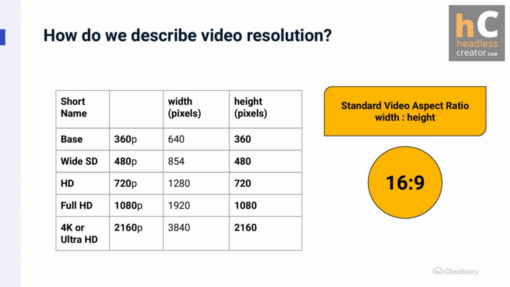So here, all of these video types, the short names, so base, wide, standard definition, high definition, full high definition, 4K, they all come with a certain height. But if you look at them, you will see that they all have the same aspect ratio, 16:9. So with aspect ratio, it's a proportion there. I can calculate the width of any video if I know its height, because we're expressing height to width. So if I just multiply 16/9 by any height, I can get the width.